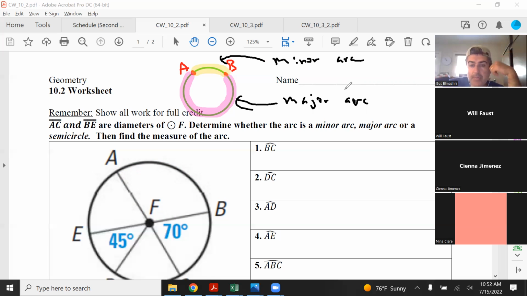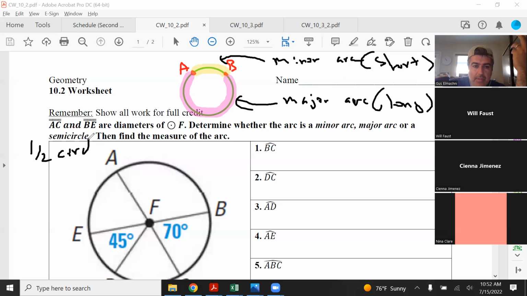Minor, smaller; major, bigger. And if you're connecting AB, it could be connected as quickly as possible. So it's like a short distance, and that's a long distance, right? So not that hard. A semicircle is exactly as the name implies. It's half the circle. That's not the biggest arc you can make, but it's the biggest minor arc, put it that way.